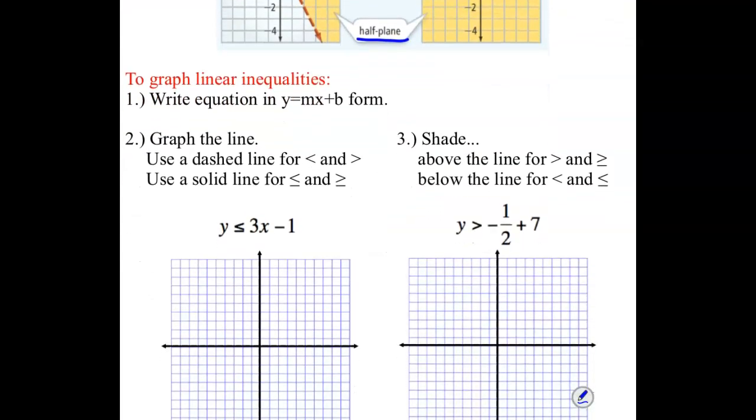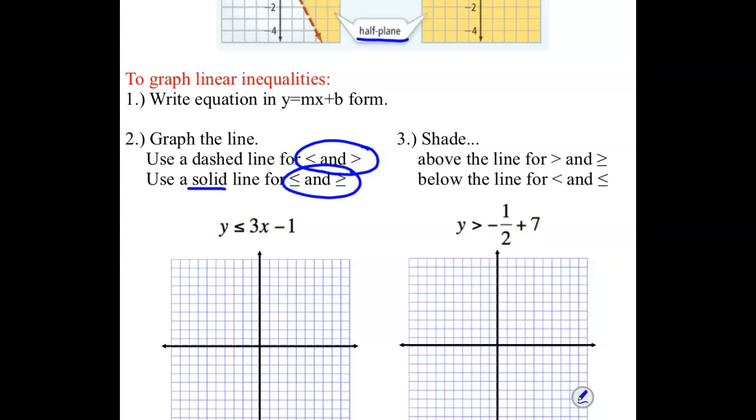To do these graphs, we're going to convert our equation into y equals mx plus b form, that slope-intercept form, and then we're going to graph the line. We use a dashed or dotted line for symbols less than or greater than. If there's an equal sign, then we have a solid line.